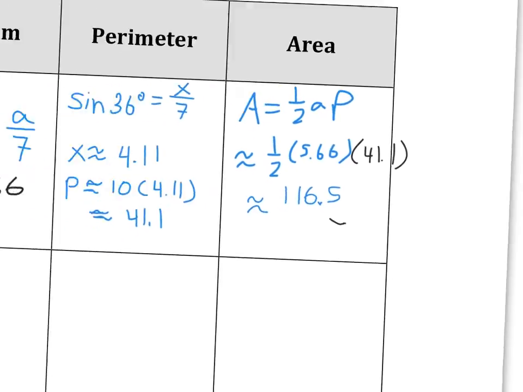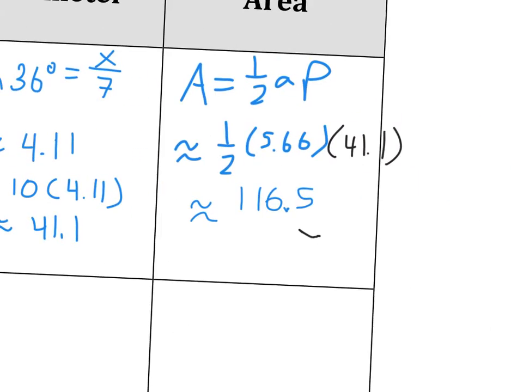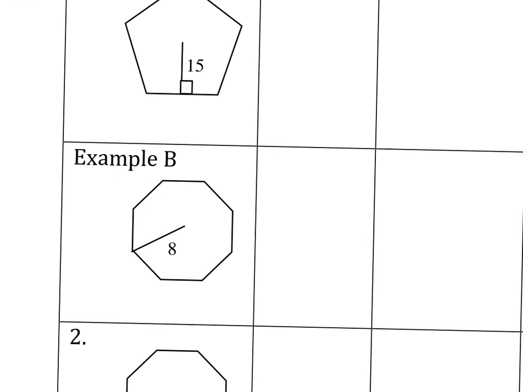116.5. I think the units are units. Wait, 116 point... units squared. I got 116.3.